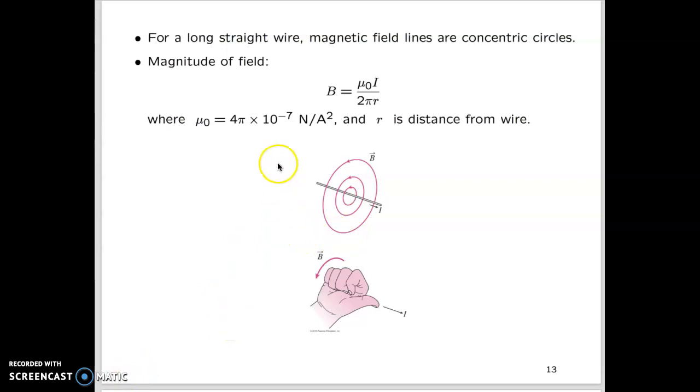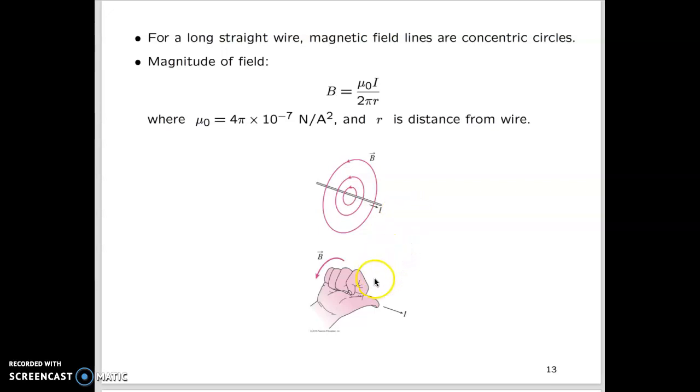Okay, so the important thing to remember is for a long straight wire, this is the expression for the magnitude of the magnetic field. The direction of the magnetic field is given by the shapes of these magnetic field lines. So you take a point on one of these lines, tangent to that circle in the direction of the arrow. That's the direction of the magnetic field at that point. Just like was the case when we talked about electric field lines. Same idea.